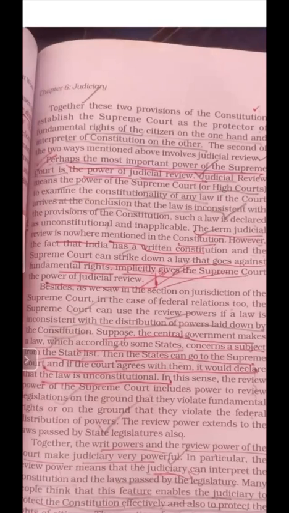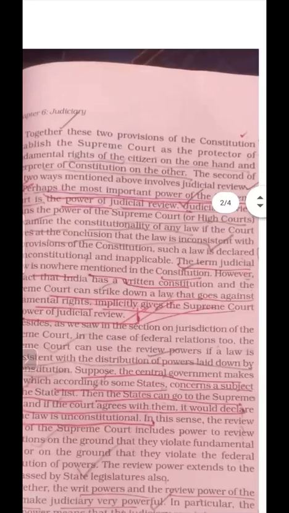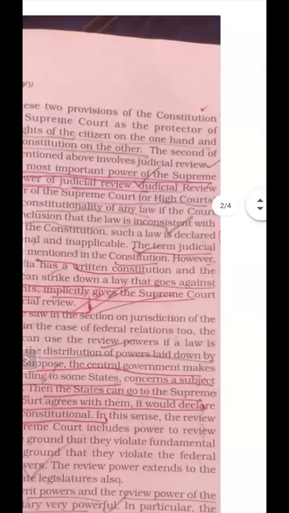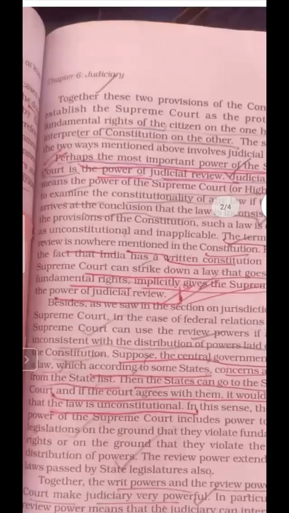So together, these two provisions of the Constitution establish the Supreme Court as the protector of fundamental rights of the citizen on one hand, and the interpreter of the Constitution on the other. So the Supreme Court as a protector works for whose fundamental rights? The second of the two ways mentioned above involves judicial review. So these two ways I just told you, they are under judicial review.